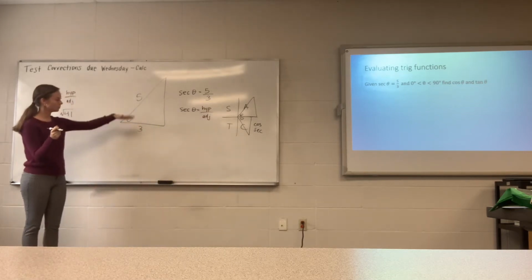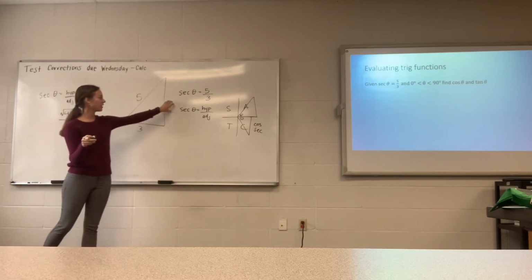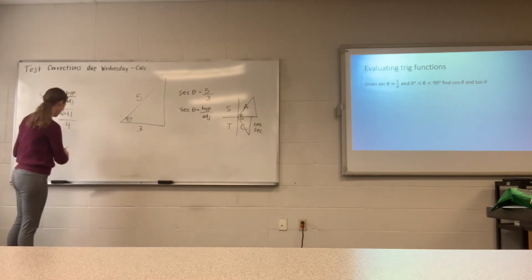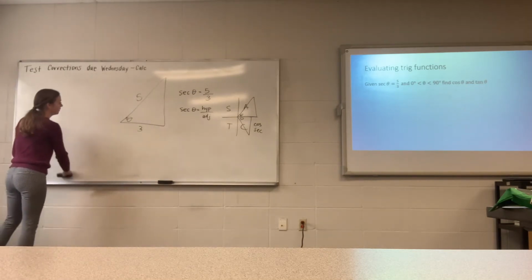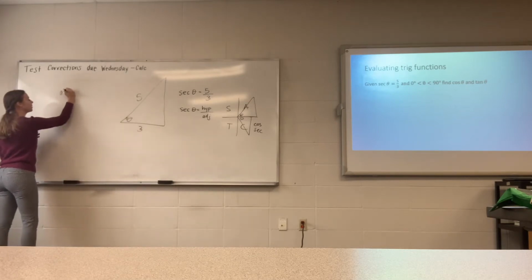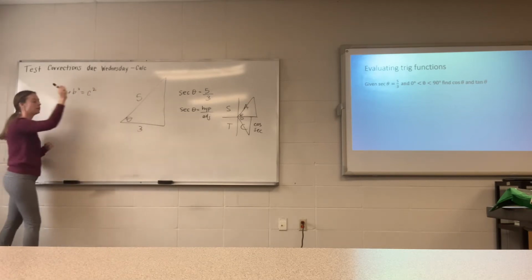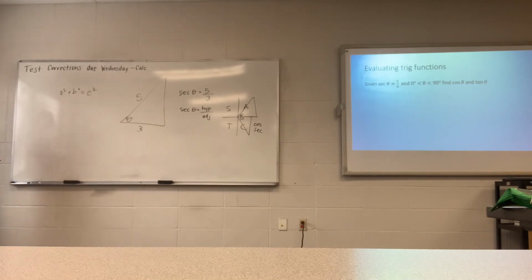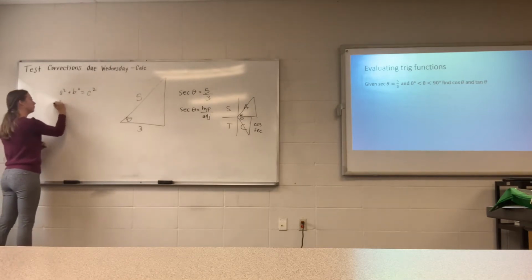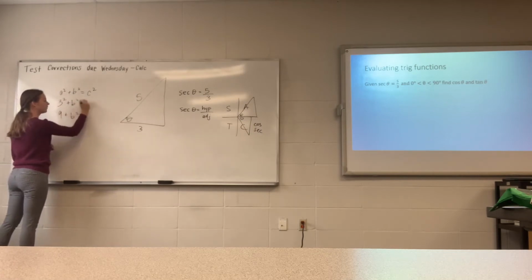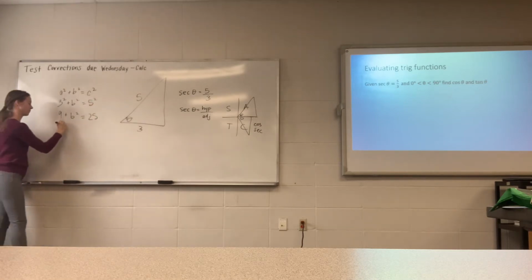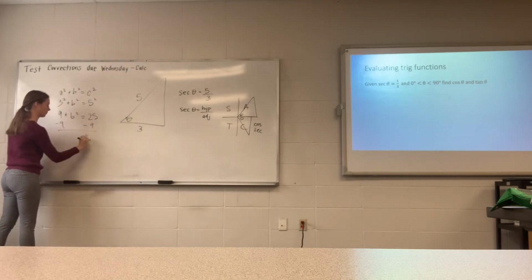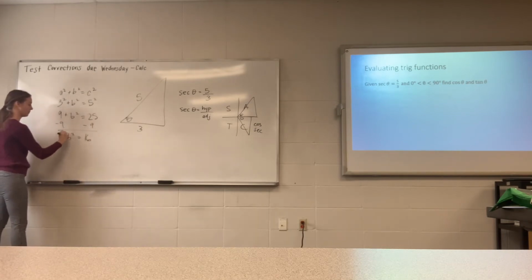Okay, so here's what I have. Now I need to figure out this other side length. So if I use my Pythagorean theorem, I have a squared plus b squared equals c squared. Grant, what would I put in? You'd have 3 squared, so 9, plus b squared equals 25. Subtract 9, 16. Square root, b equals 4. Yep.